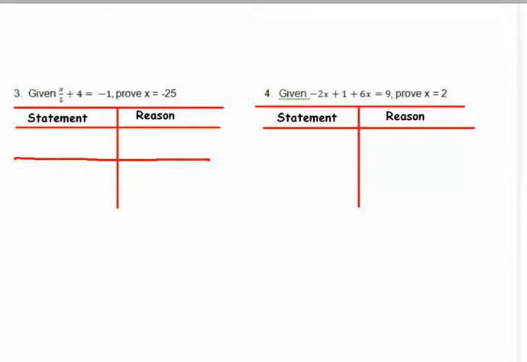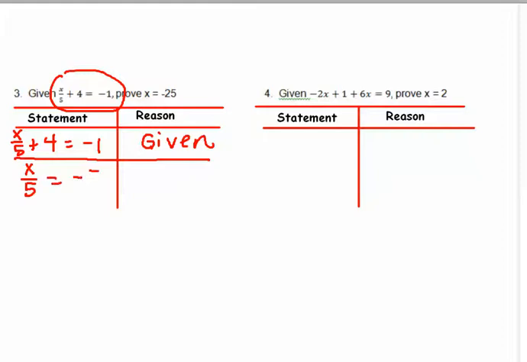So I'm going to just rewrite all of this here under statement. x divided by 5 plus 4 equals negative 1. Reason, given. Nice, I love that. Okay, I would take away 4 from both sides. And that would make this negative 5. And that is because I subtracted 4, that's subtraction POE.